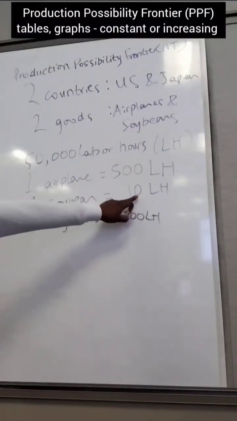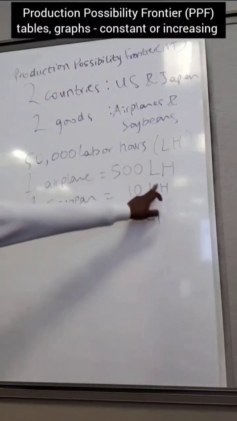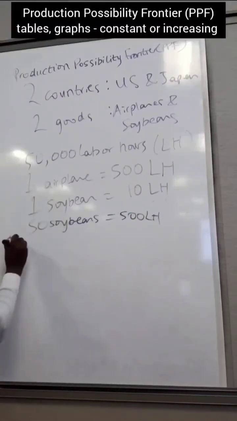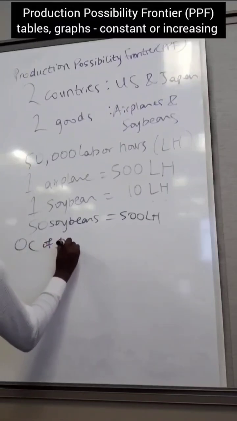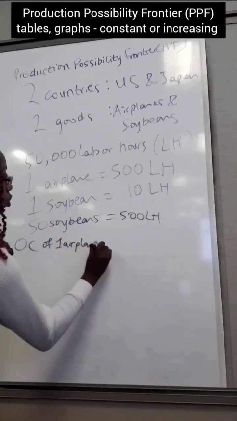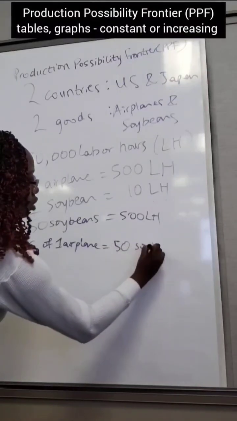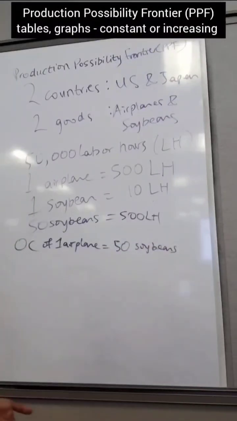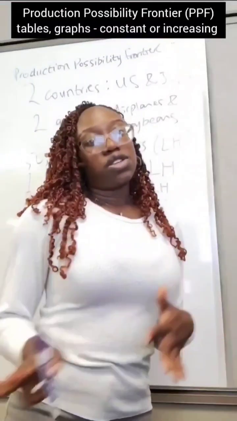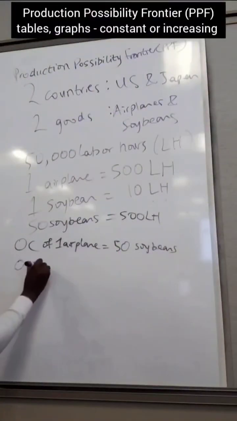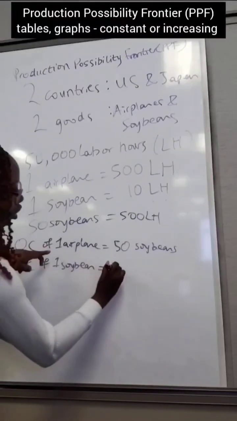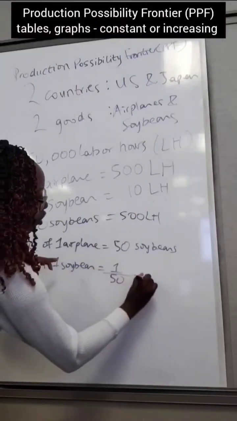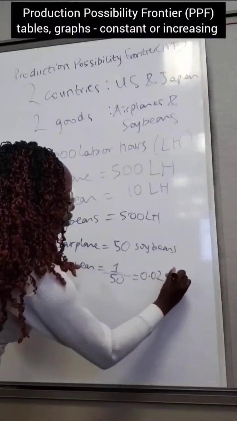Since 10 labor hours produces one soybean, then 500 labor hours will produce 50 soybeans. So in other words, the opportunity cost (OC) of one airplane is equal to 50 soybeans. And something you should notice is that the opportunity cost of one good is the inverse of the opportunity cost of another good. So the opportunity cost of one soybean, you guessed it, is going to be the inverse: 1 divided by 50, which gives you 0.02 airplanes.